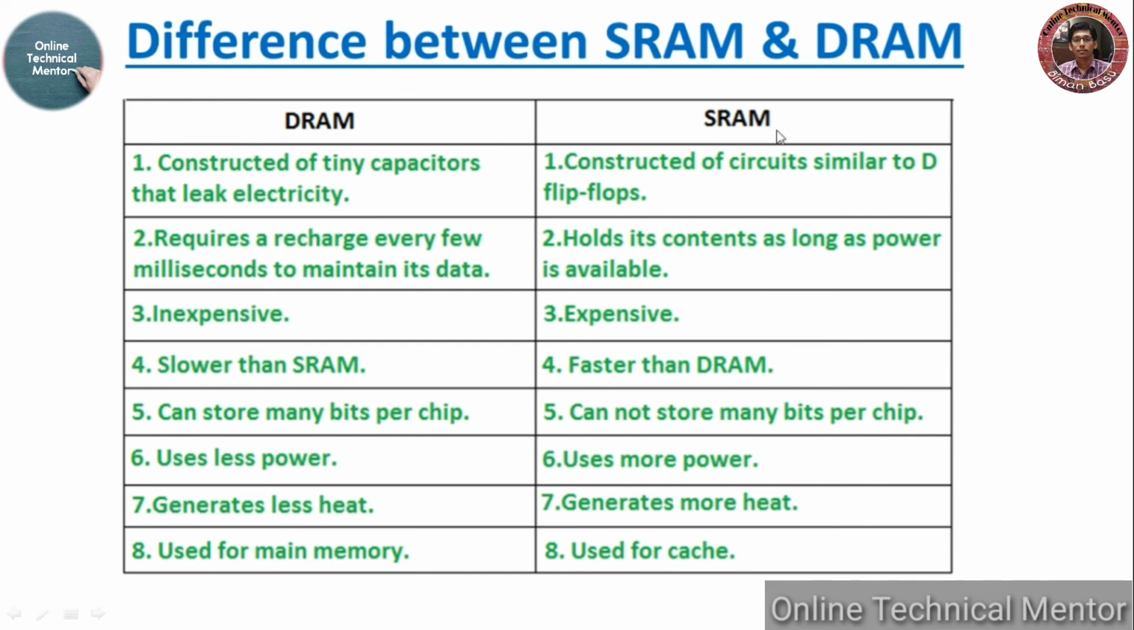DRAM is inexpensive, SRAM is expensive. DRAM is comparatively slower, SRAM is comparatively faster than DRAM. DRAM can store many bits per chip. SRAM cannot store many bits per chip. DRAM uses less power, SRAM uses more power. DRAM generates less heat, SRAM generates more heat. DRAM is basically used for main memory or RAM, and SRAM is used to make cache memory. Cache memory is a high-speed memory stored within the processor, or it may be placed outside the processor. And we will discuss this cache memory later on.